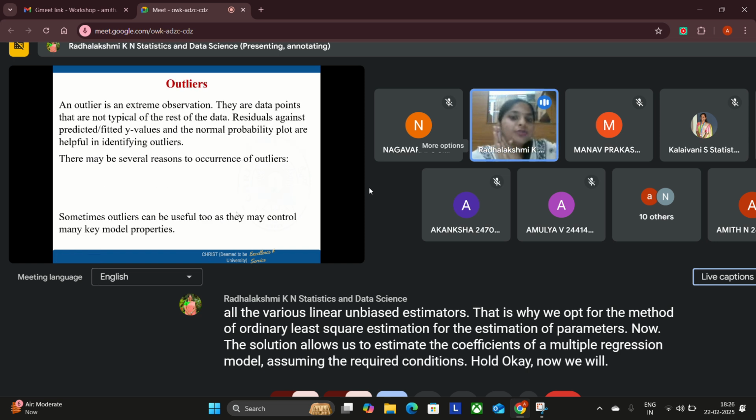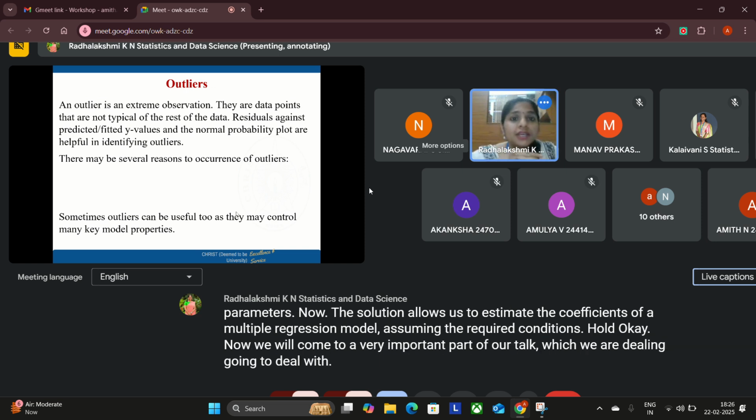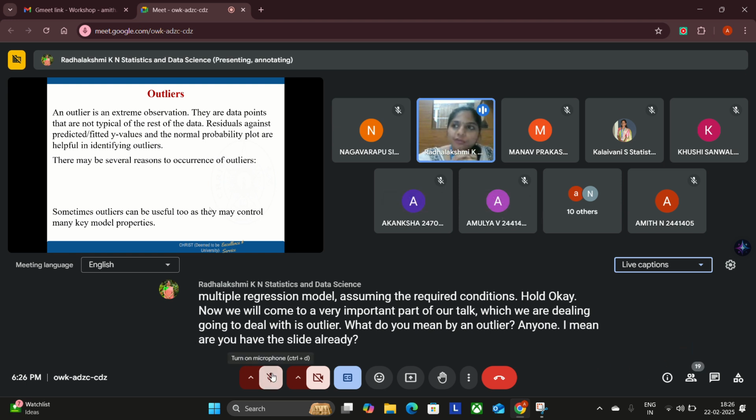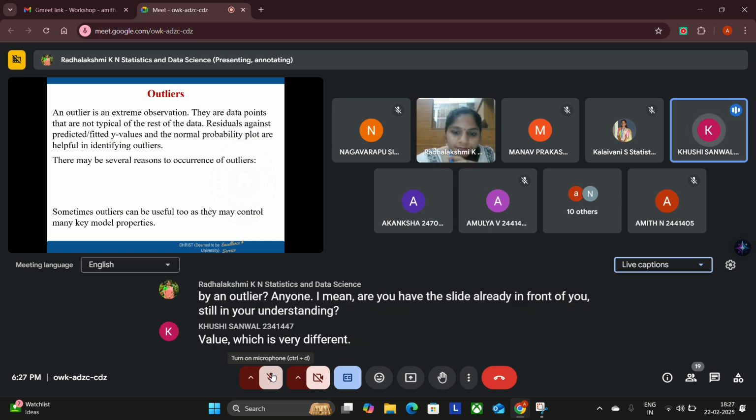Okay. Now we will come to a very important part of our talk, which we are going to deal with: outlier. What do you mean by an outlier? Anyone? I mean, you have the slide already in front of you. Still in your understanding? A value which is very different from the rest of the data.